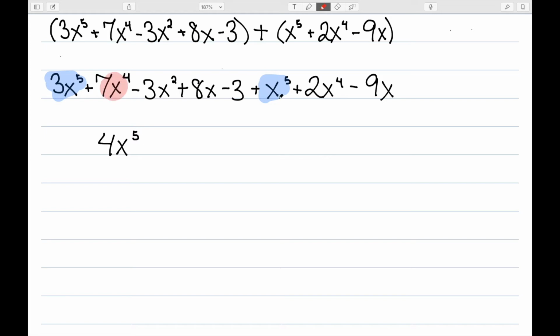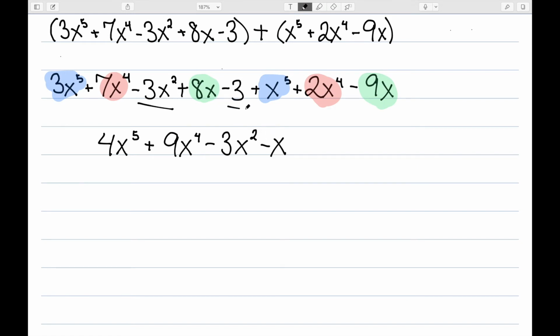I have a 7x to the fourth and a 2x to the fourth. We know that 7 plus 2 is 9, so that's a 9x to the fourth. I only have a single x squared term, so I'll just write that one down. I then have an 8x and a negative 9x. We know that 8 minus 9 is negative 1, so that's a negative x. And then I have this negative 3 that can't combine with anything. So now I have my solution.